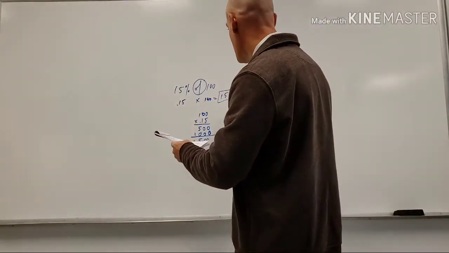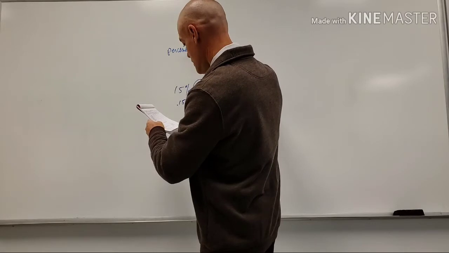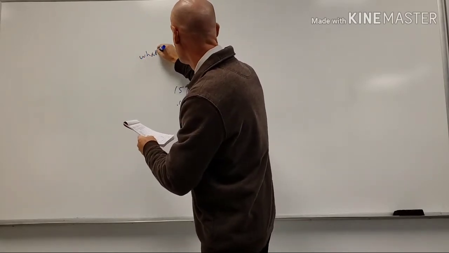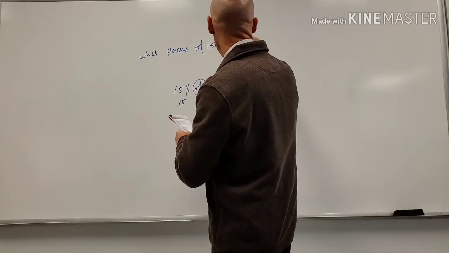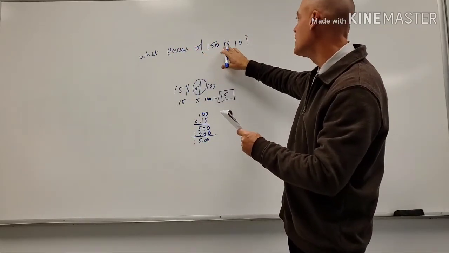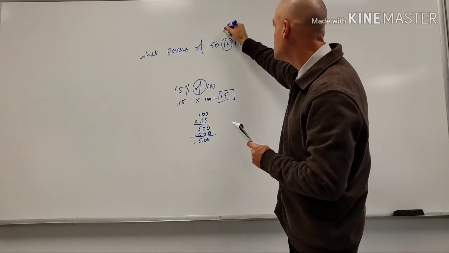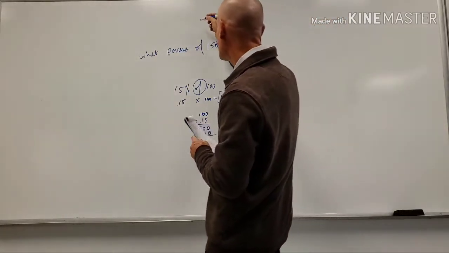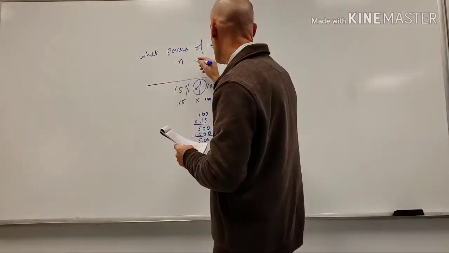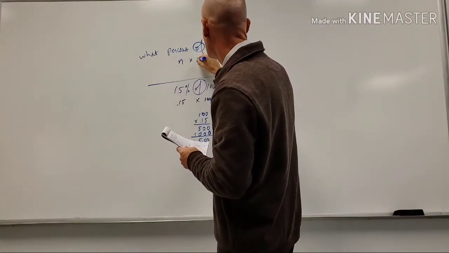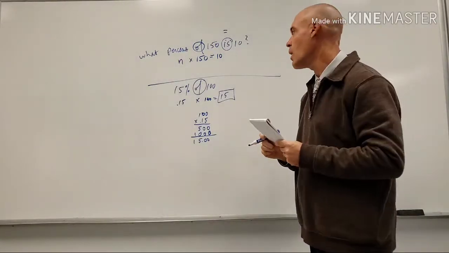Now, if they ask for something like, what percent of 150 is 10? Anytime you see the "is" here, that's going to indicate to you it's going to be an equal. So it's kind of like saying, what number, n being just a variable, what number of, so that's n times 150 equals 10. That's the way you're going to set up the equation.